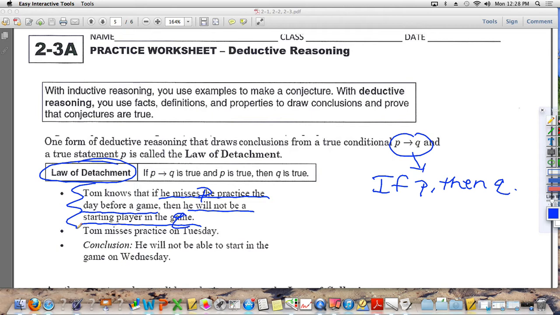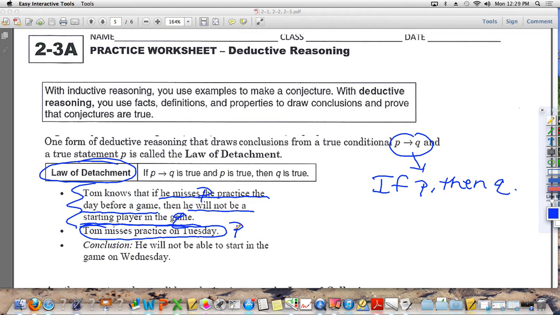All right. Keep going. Tom misses practice on Tuesday. So I am telling you, what is this called, you guys? This P or Q right here. Tom misses his practice on Tuesday. What do we call that? That's the P. This is the P part right here. Well, I have told you that if P is true, then Q is true. So if Tom misses practice on Tuesday, what does that mean to him? He is not going to be able to start the game on Wednesday.